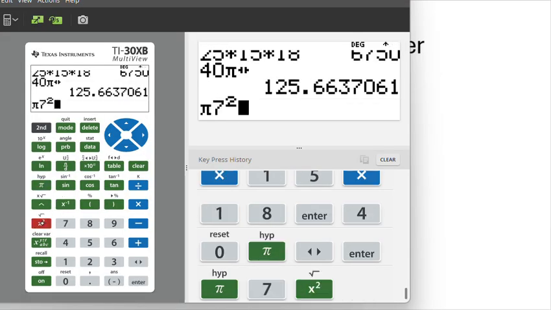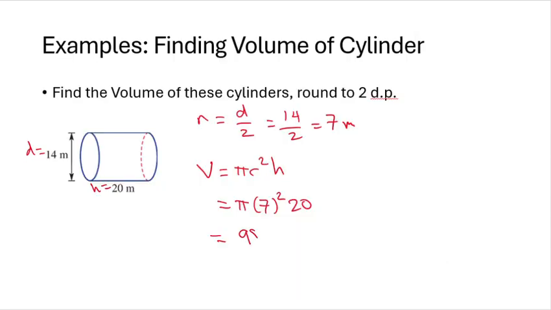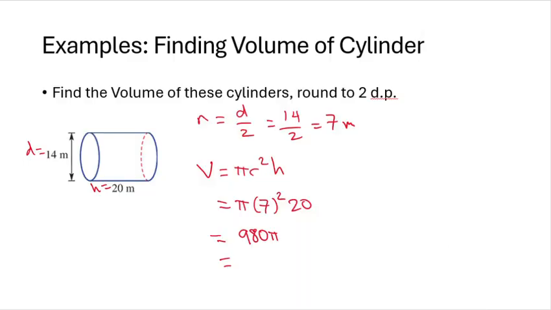So pi times 7 squared times 20. That equals 980 pi, which is the equivalent to 3078.76 meters cubed. Okay, so this is everything you need to know for chapter 4.